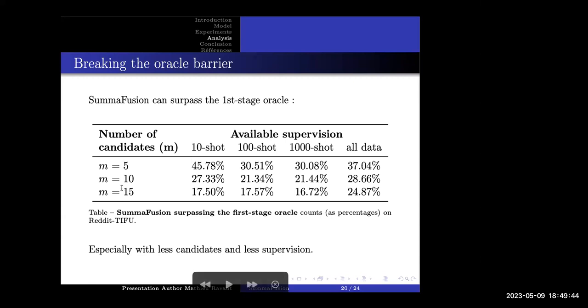But as the number of candidates increases, that is harder and harder to do, because when you have more candidates, you have more chance to decode something out of all of those candidates which has a higher ROUGE. So the oracle goes higher and higher. That's why surpassing the first stage oracle goes down as we increase the number of candidates. Also, when we increase the supervision, typically that would push up the performance of the first stage candidates. So that's also why when we go right, we see a slight decreasing trend.